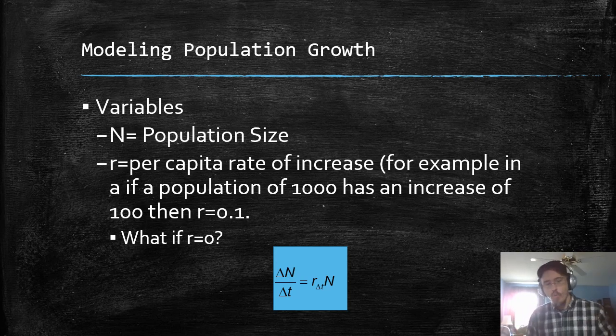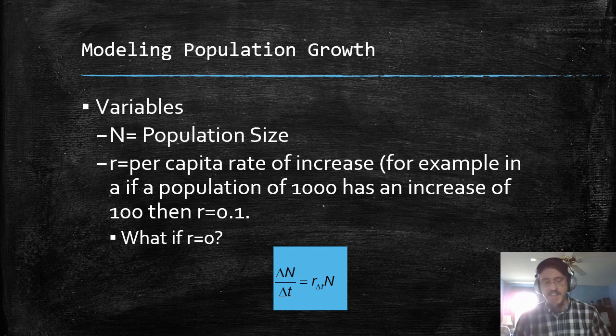And I have a question here. What if R equals 0? If R equals 0, that means the population is not growing and it's staying steady. That means the births equal the deaths. Okay. So per capita rate of increase could be a negative number if a population's dropping instead of increasing. So if R was 0, that would mean no new births per year.